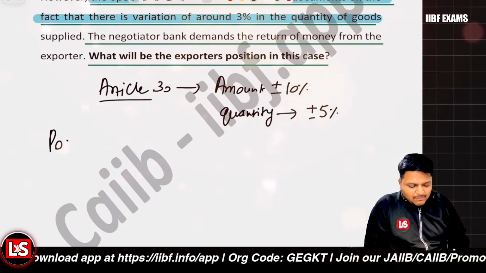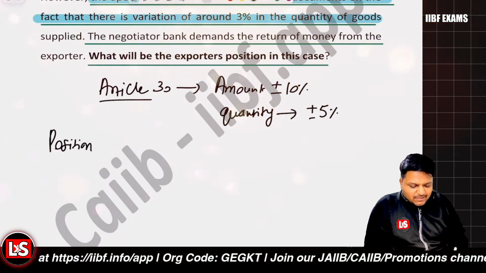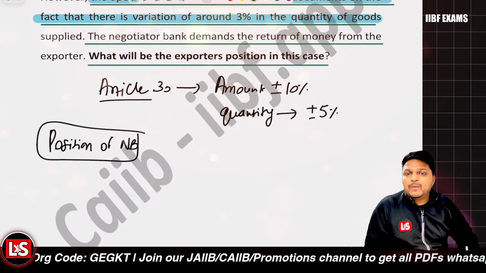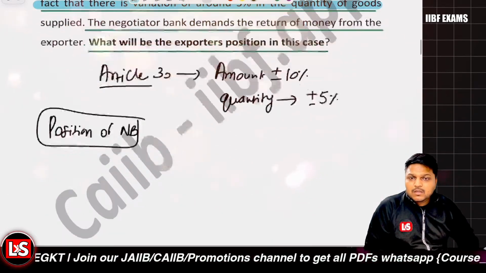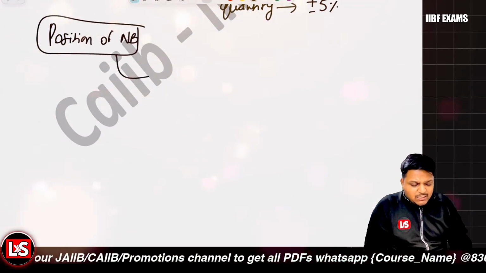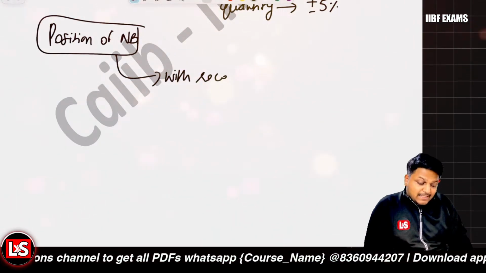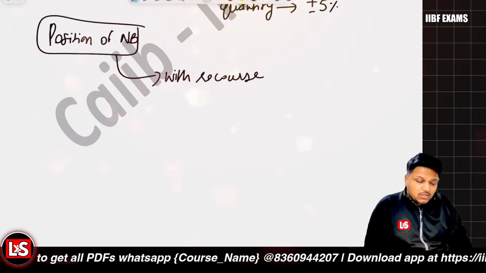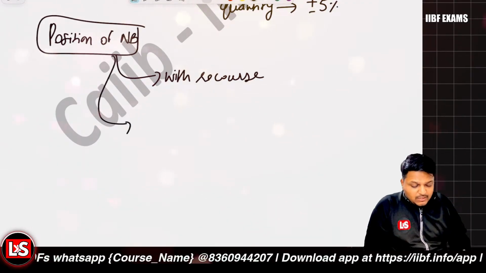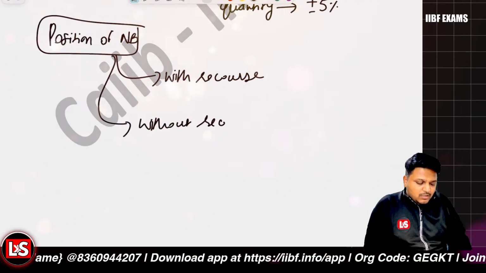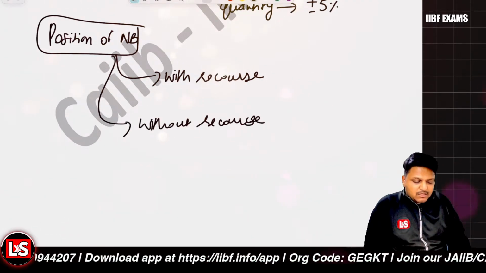Because the question can be asked from multiple angles. So if we talk about the position of the negotiating bank, what would that be? If the negotiation is made with recourse, because that can be the scenario, or it may be without recourse. Both the cases may be there.